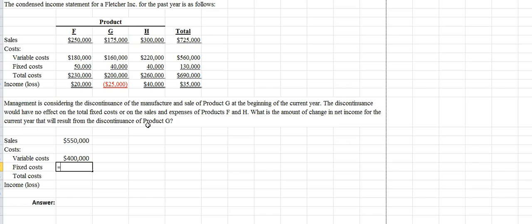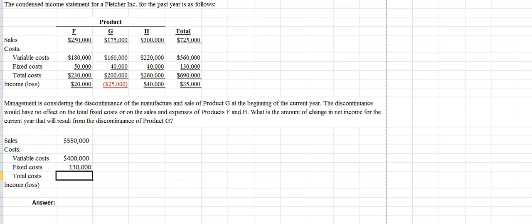Look at it this way. Let's just say that I'm allocating $130,000 of rent expense, a fixed cost. I pay $130,000 of rent and I'm allocating it between these three products, right? If I eliminate product G, I still have to pay $130,000 in rent. So it's not going to alleviate my expense there. I'm simply going to have to allocate this $40,000 between these two products now. But my total fixed cost will not change. So my total fixed cost is $130,000.